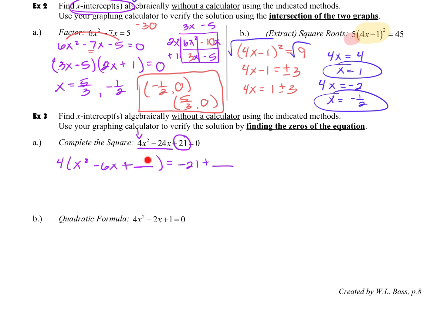Now, to determine what goes in this first blank, we're going to take this negative 6 and divide by 2. That's going to give us a negative 3. Then we're going to take that negative 3 and square it, and that gives us a 9 right there. Now, to balance the equation, everything in the parentheses has to be multiplied by 4, so I actually need a 36 on the right-hand side.